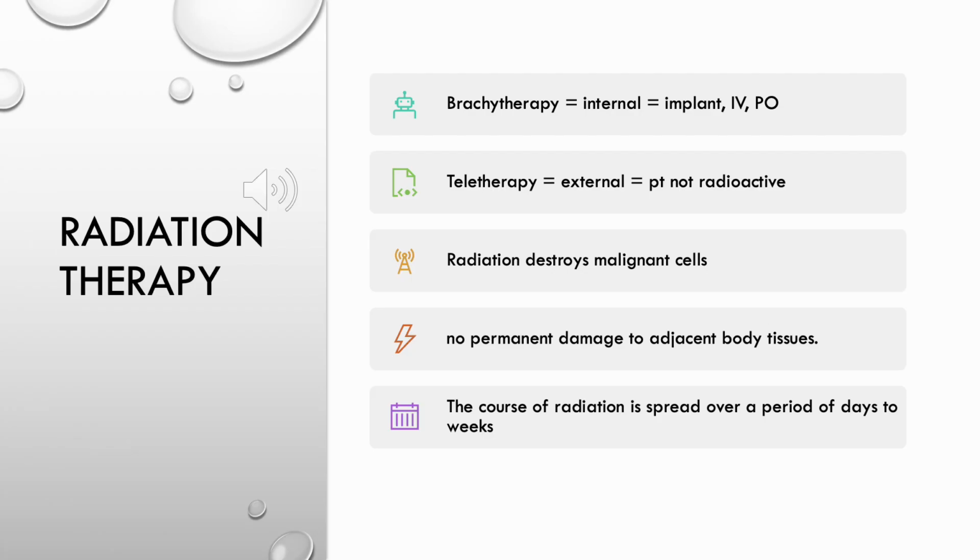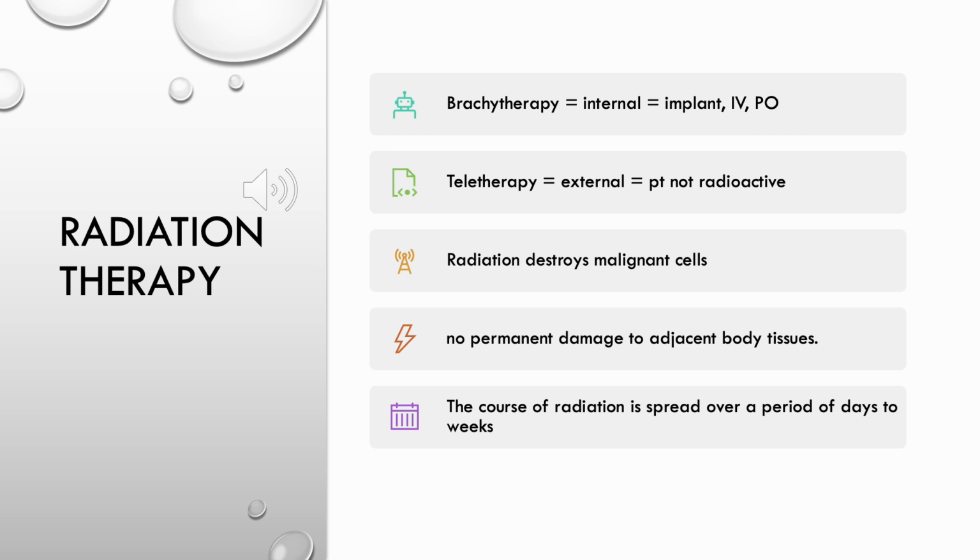Okay, we're going to talk about radiation now, which is another treatment for cancer. And it can be used in combination with drugs, like hormones, etc., and also with chemotherapy. There's two basic types of radiation therapy, and you have to understand the difference between them and the interventions for each one, okay? So brachytherapy is the first type.